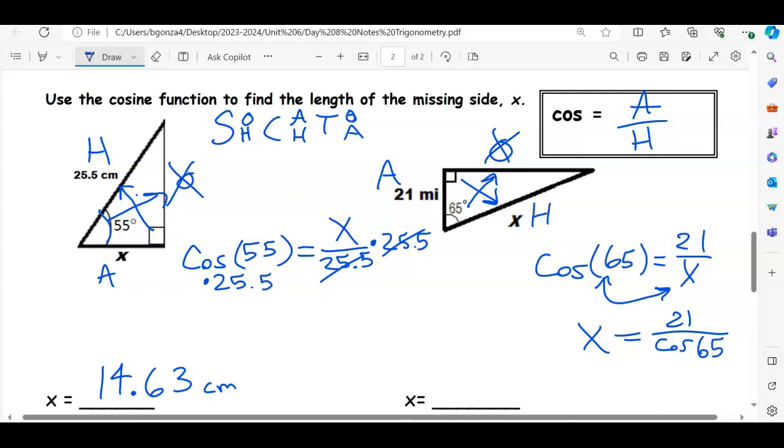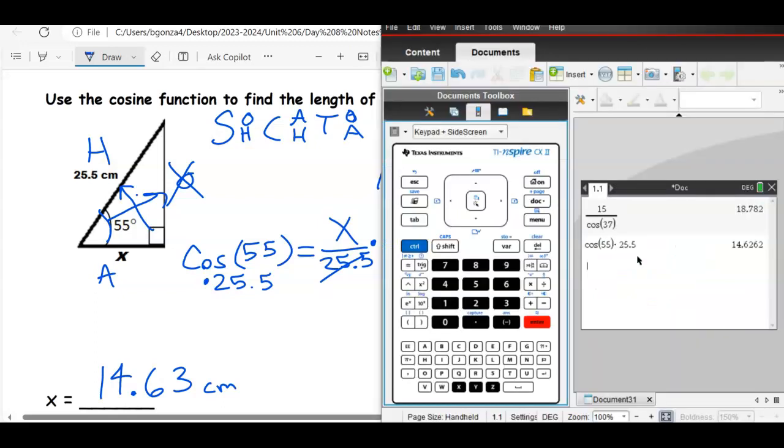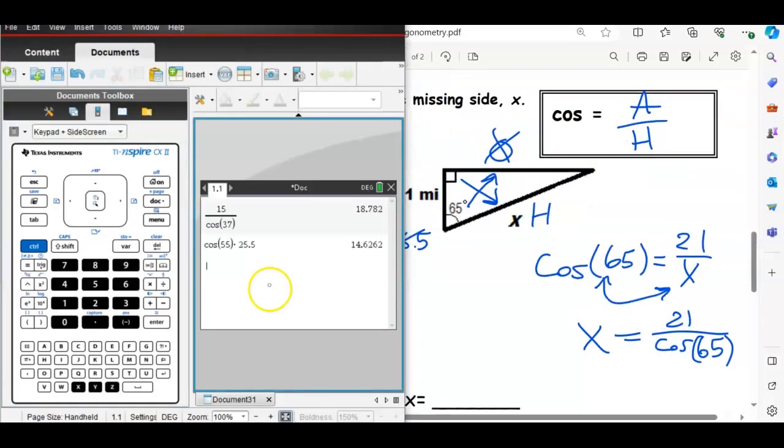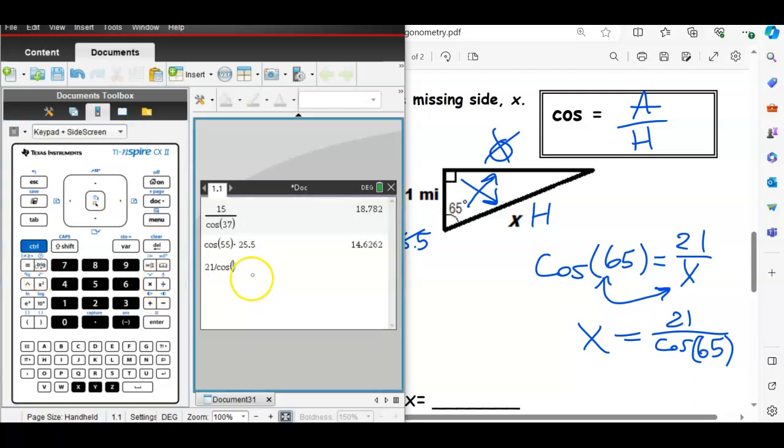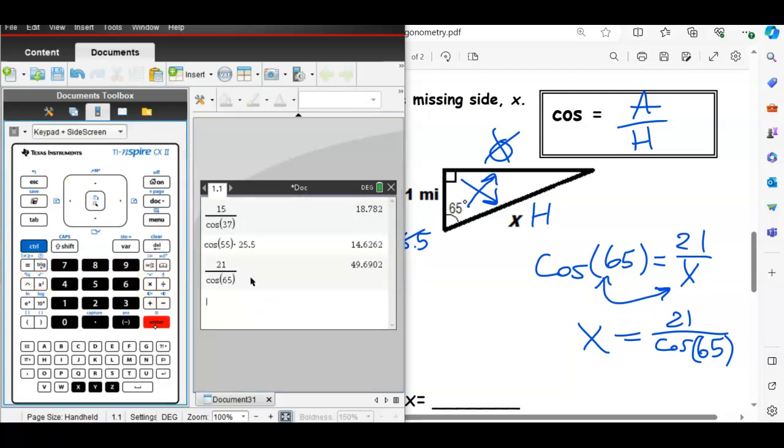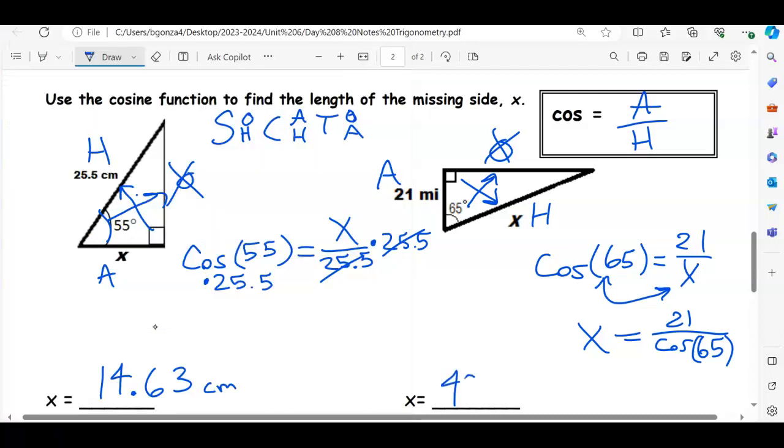Can you type that in your calculator and get the answer? I hope so. 21 divided by cosine 65. 21 divided by trig cosine 65. I get 49.690. The 0 makes the 9 stay the same. I can write that down with the units of measure, miles. Very long.